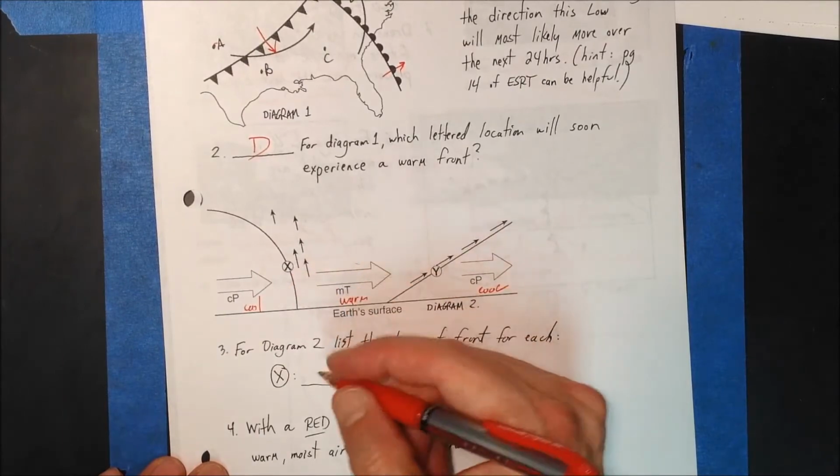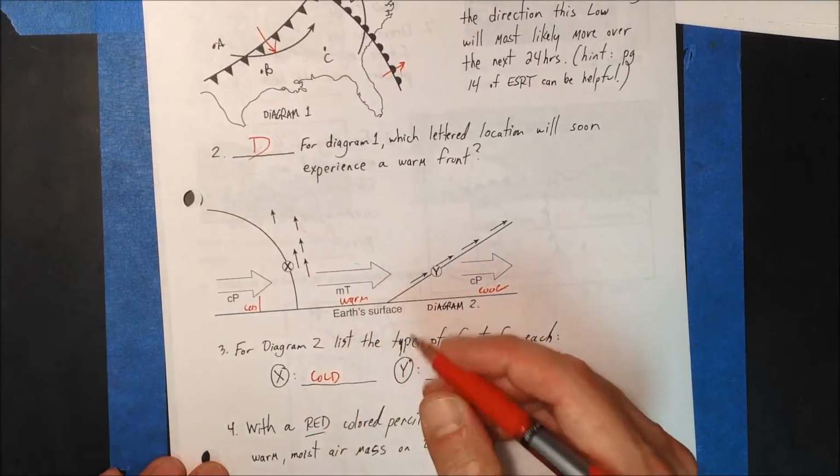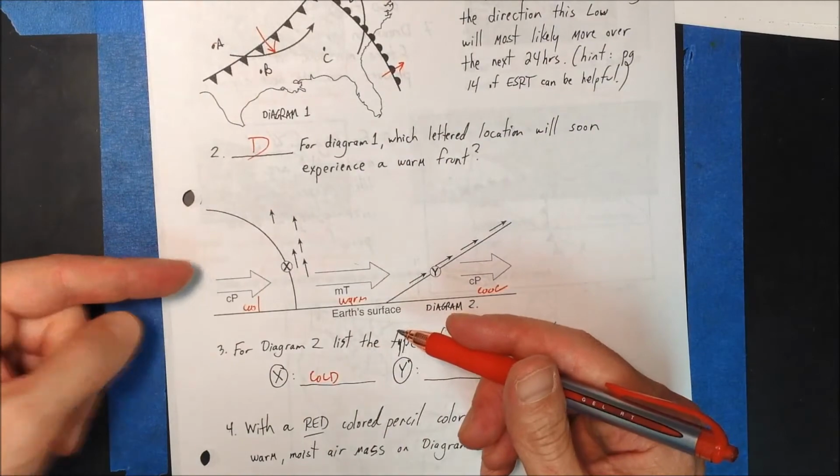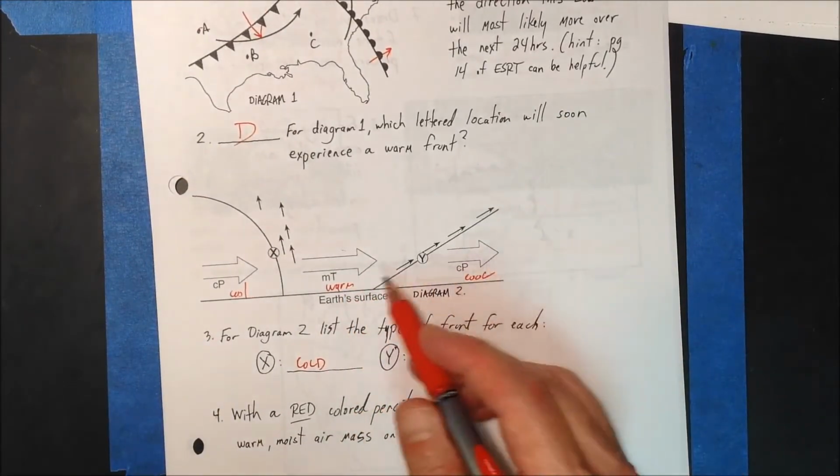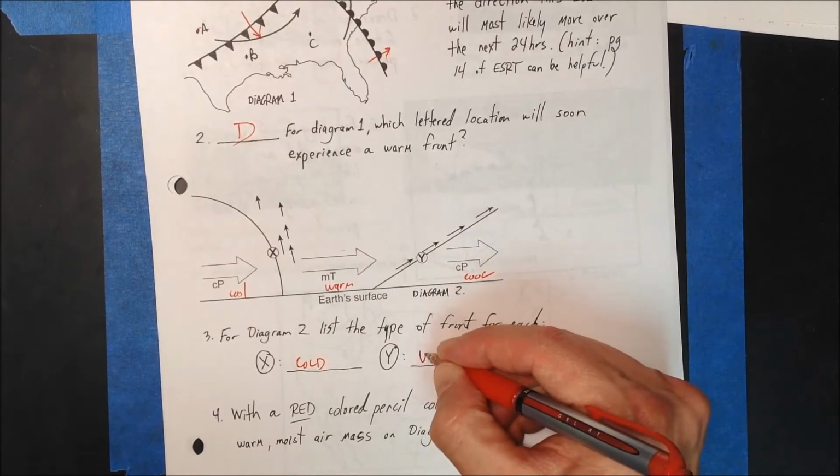This here, what kind of front is that? X? Cold front. If you don't recognize that by the shape, if it's the front of the cold air moving into warm, make sure you know it. This is the warm air moving into the cool and getting forced up. So Y is a warm front.